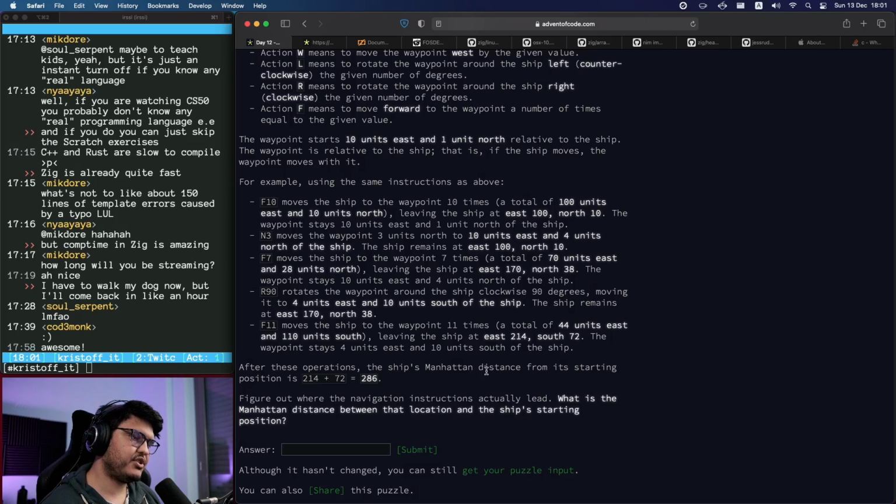So after these operations, the ship's distance from the starting point is going to be something different. Figure out where the navigation instructions actually lead. What is the Manhattan distance between that location and the ship's starting point? Which is still going to be where the ship ends up being.